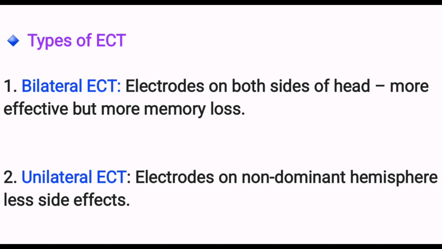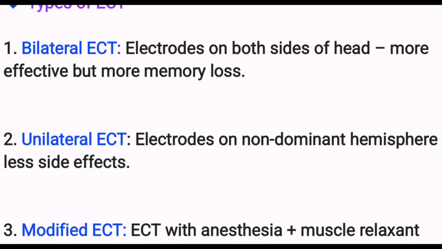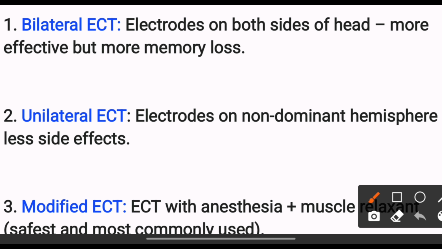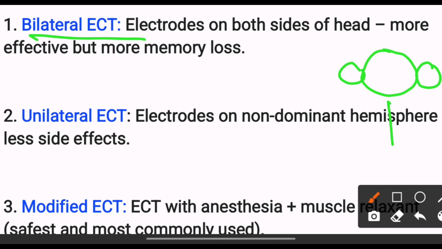There are two types of ECT, bilateral ECT and unilateral ECT. What is meant by bilateral ECT? When electrodes are given on both sides of the head, it is known as bilateral ECT. It is more effective, but it can cause more memory loss. Let me draw it. This is the head. We give electrodes on both sides of the head in bilateral ECT.